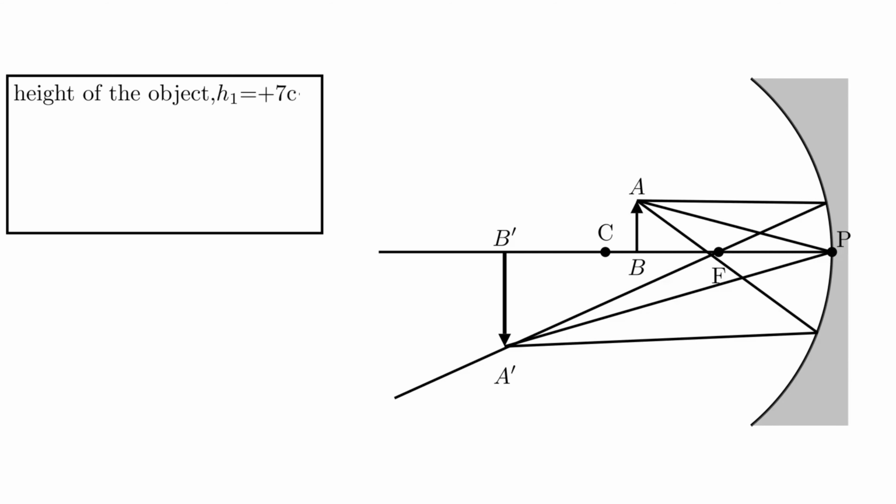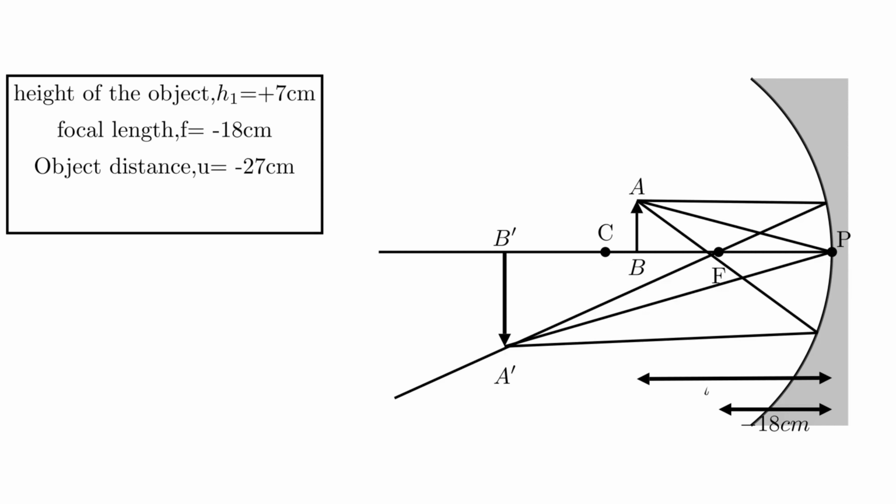Here the height of the object is h1, which is equal to 7 cm as it lies above the principal axis. The focal length of the mirror is minus 18 cm. The distance of object is u, which equals minus 27 cm. The distance of the screen is equivalent to the distance of image, so using the mirror formula, that is 1 over f equals 1 over v plus 1 over u. Putting the corresponding values of f and u, we get minus 1 over 18 equals 1 over v minus 1 over 27.